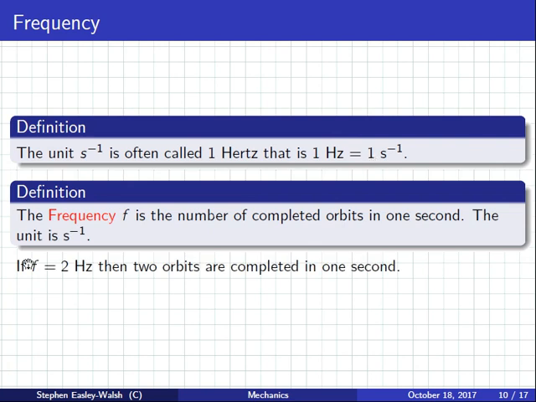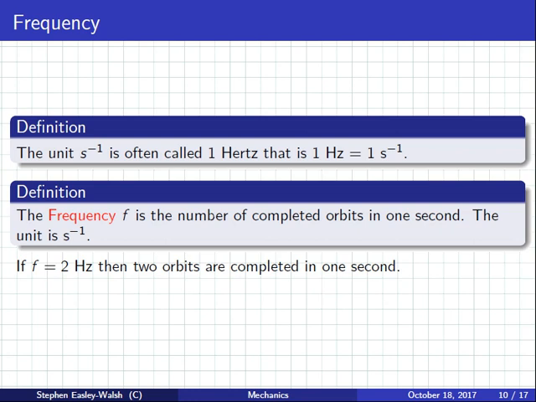So in other words, if I say f equals 2 hertz, then what I mean is 2 orbits are completed in 1 second. So you have 1 second and it does this, 1, 2. That's 2 hertz. Or 3 hertz would mean in 1 second it loops 3 times. So hertz means per second, and it's how many orbits you get in a second.